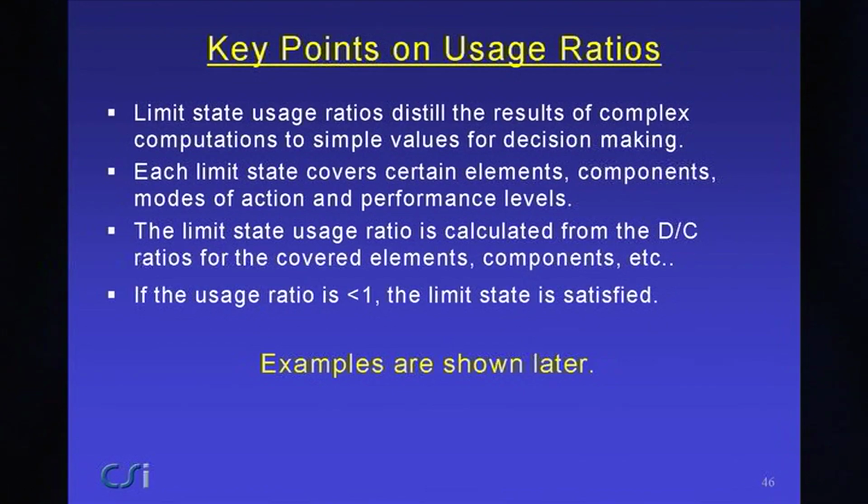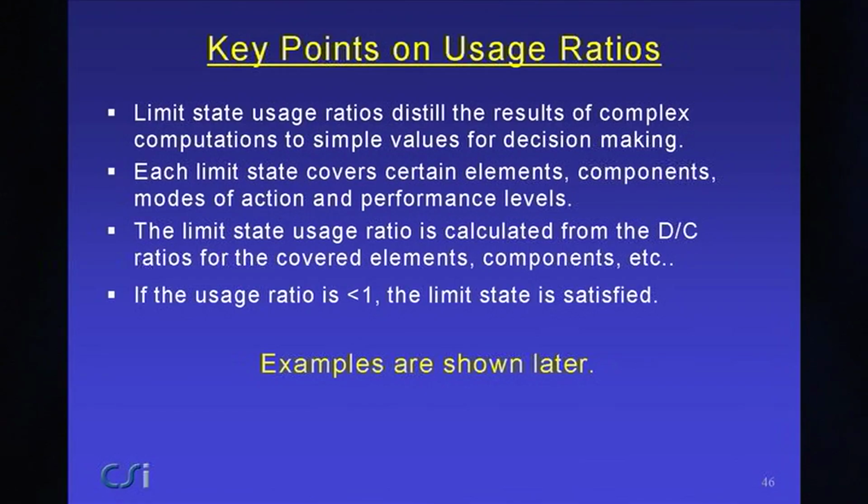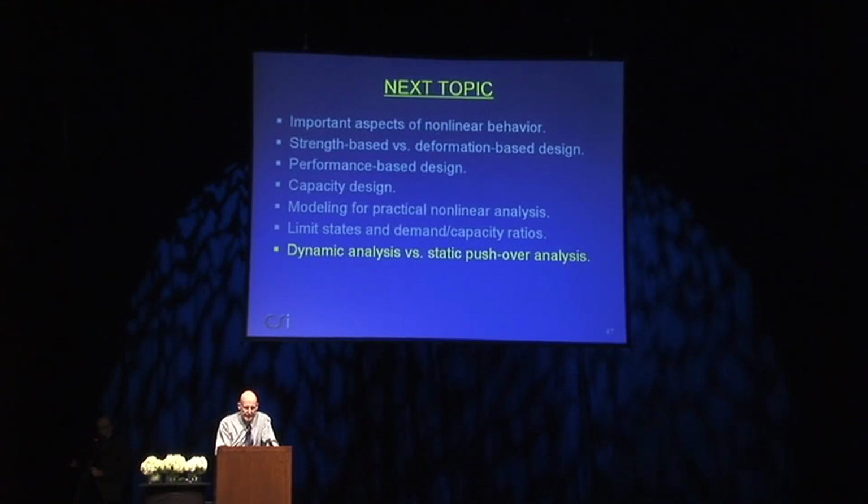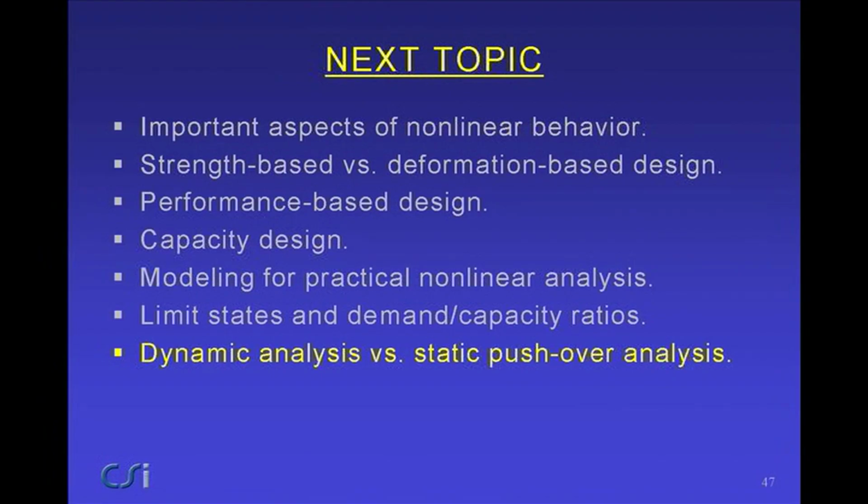So this is the way Perform basically takes an awful lot of stuff and distills it down to a few simple values for decision making. The limit state usage ratios distill the results of complex computations as simple values. And as we've just said before, I'm going to show some examples in a moment. Next topic, let's look at dynamic analysis versus static pushover, briefly.